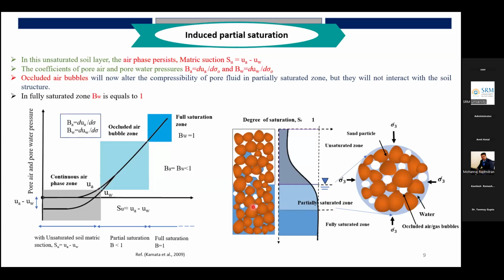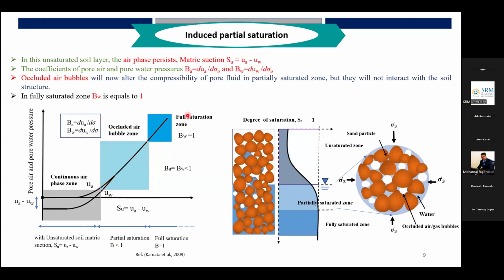We can have a look at the pore air and pore water pressure variation with respect to the degree of saturation. If it is a fully saturated soil, it is only with respect to the water pressure. This is the Skempton pore water pressure parameter B, where it is governed only by water pressure. And if it is unsaturated soil, it is governed only by the pore air pressure. And the zone between these, where the parameter is less than 1, is partially saturated soil.